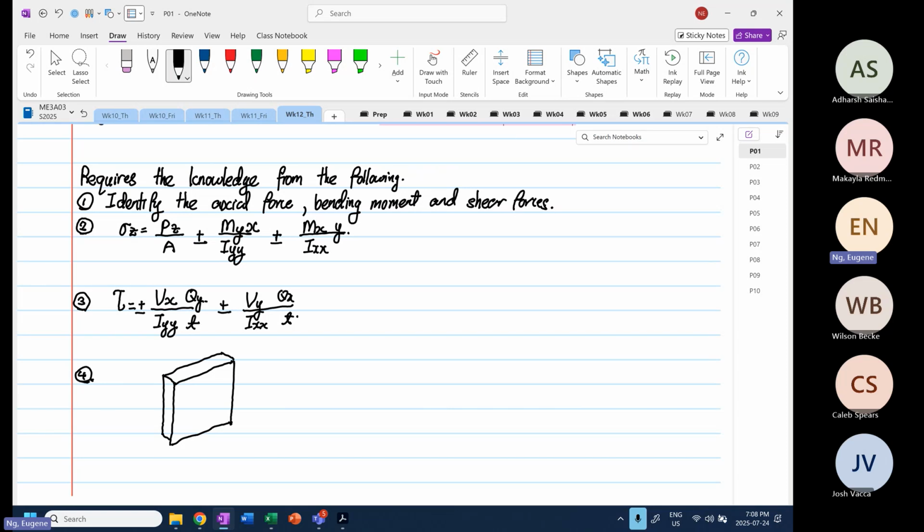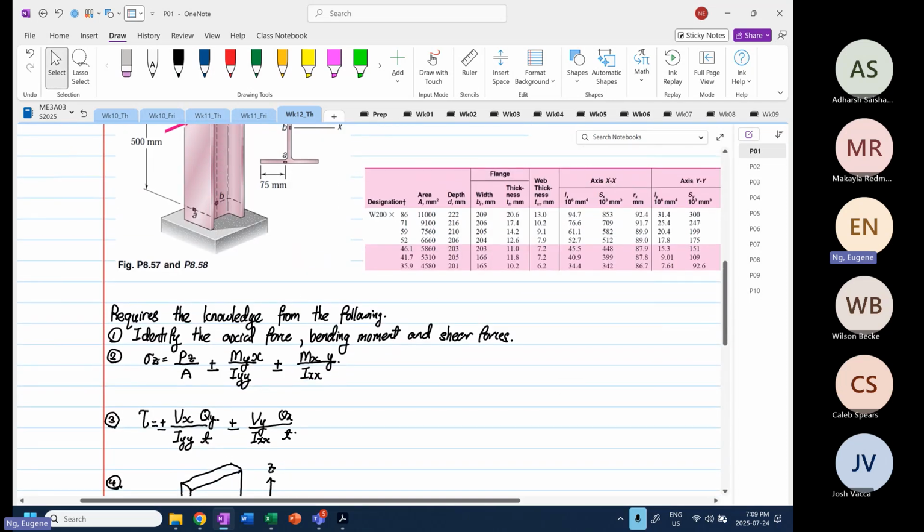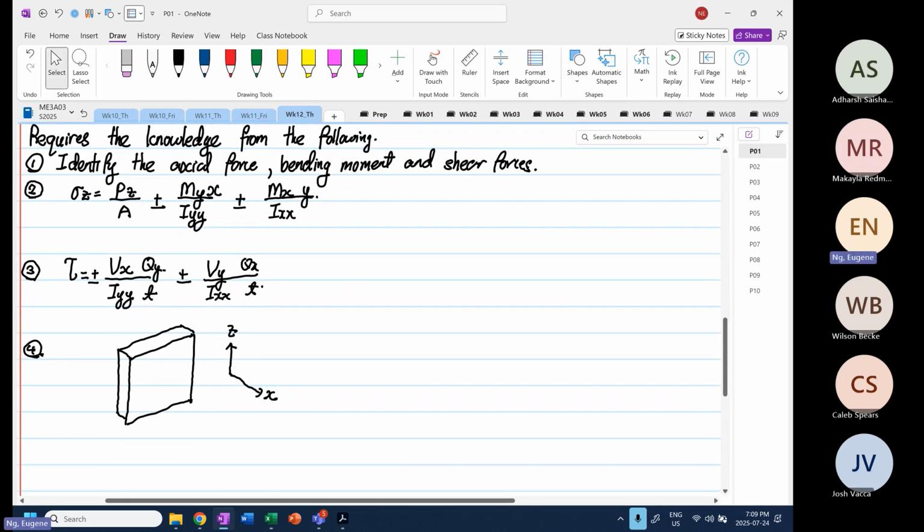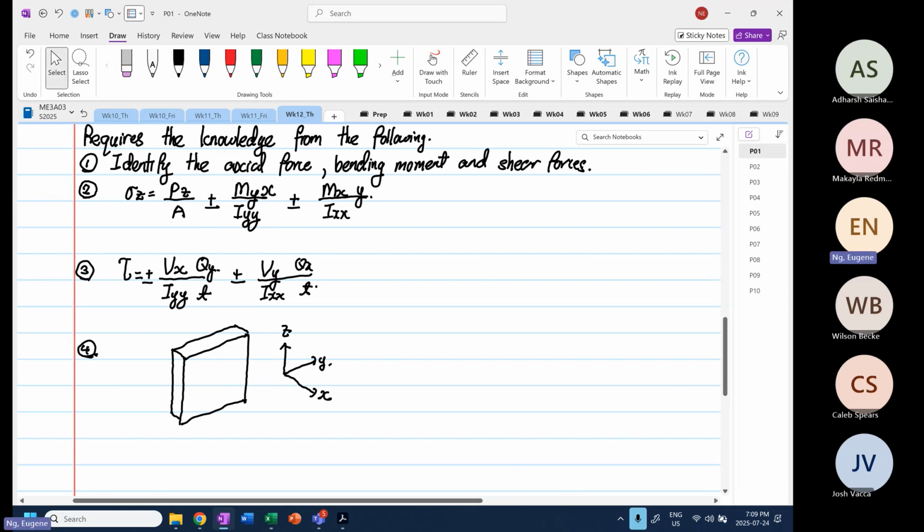Right, we have to sketch our element. And we need to know, so if this is my Z, and over here, this is my X, and then this is our Y. So we know, given a structure like this, that we are going to have stress, normal stress Z.